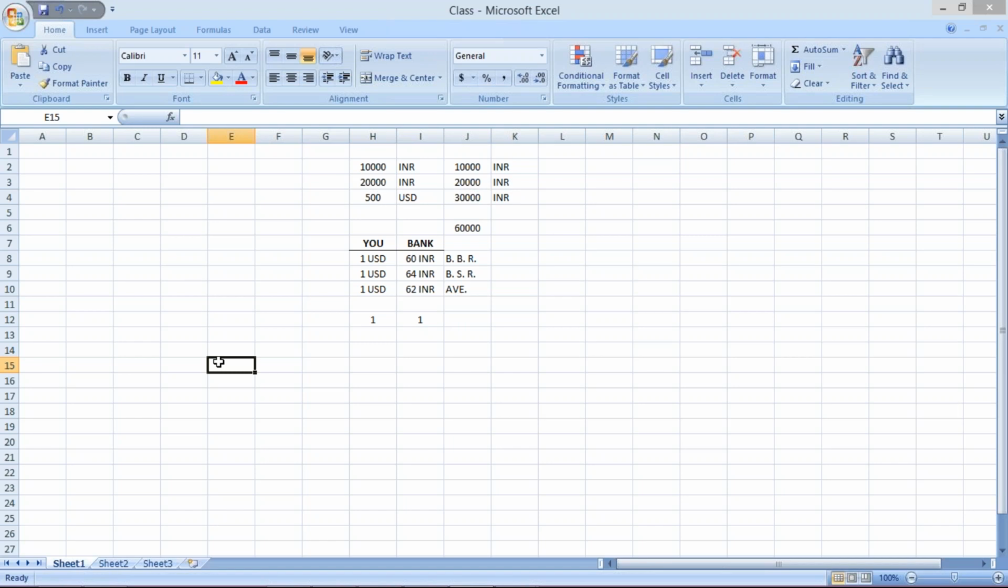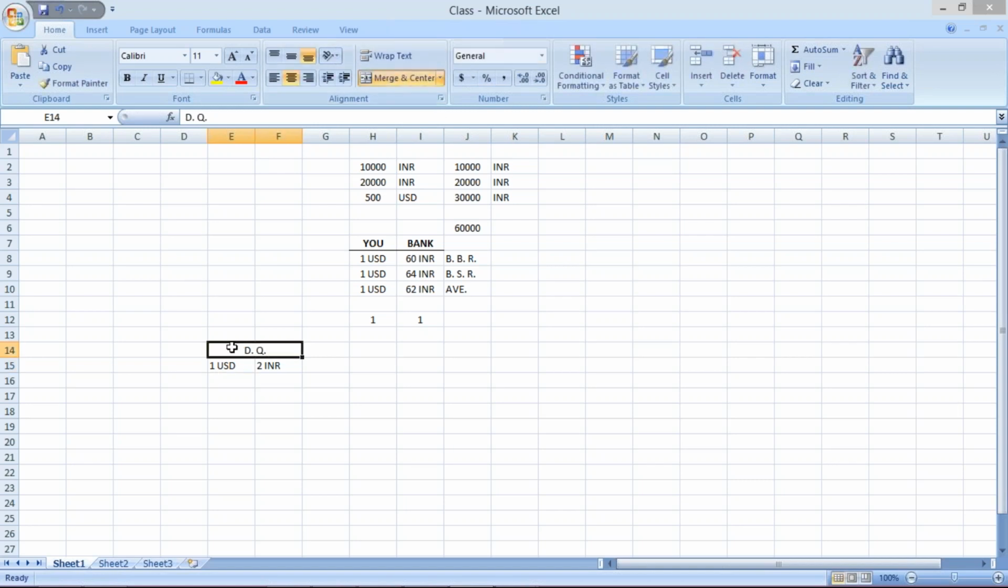Say for example, I'll give you a very simple example. 1 USD equals, say for example, 2 INR. So here this is called direct quotation.